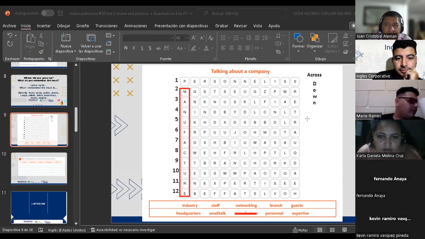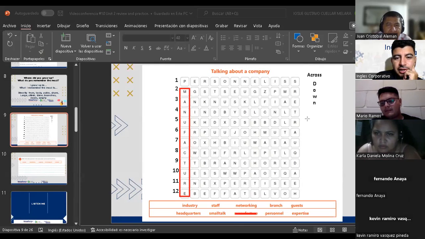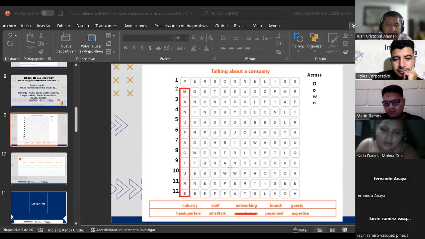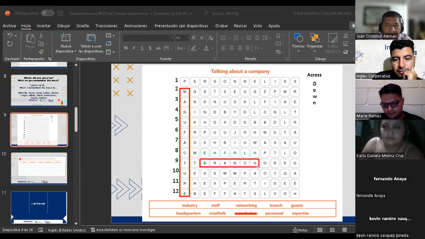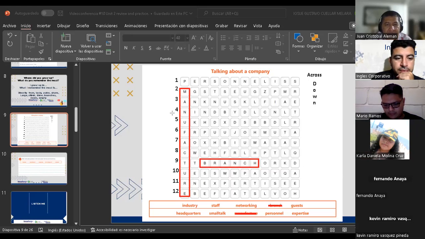Here we have Carly and Juan. In the nine. Across or down? Across. Nine across. Branch. Yes. Branch. That's it. Okay, good. Juan. Okay, Juancito. Industry, good one. Yes, la S que está a la derecha, a la columna I. Okay. Number three. I. Exactly. Industry. Thank you. Very nice.